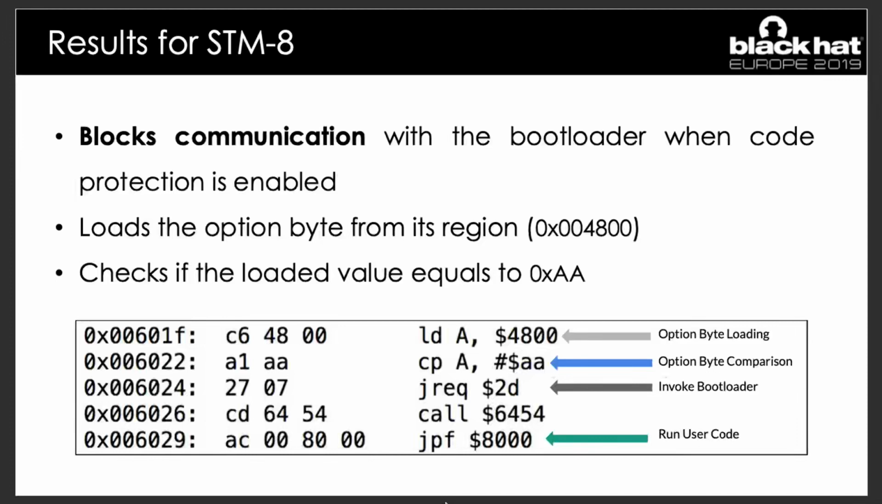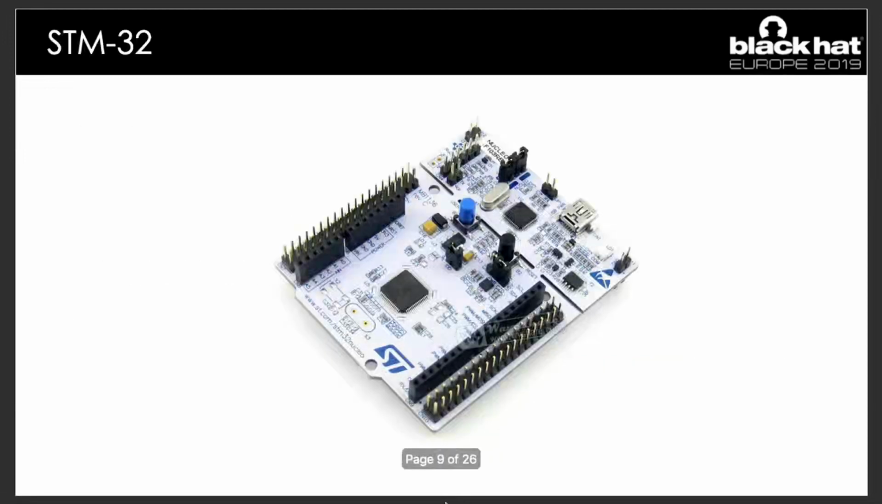Here in the assembly snippet, we can see that it is loading some values from the address 4800. This is the address where the code protection value is flashed. So depending on this value, it will compare it and decide to invoke the bootloader or run the user code. So it's a pretty simple device, not a lot of features. So yeah, we think it's secure because it doesn't allow any communication with the bootloader whenever the protection is enabled. So we go for the STM32.